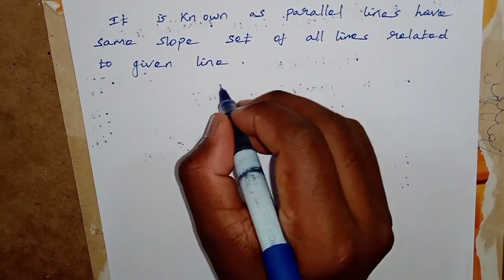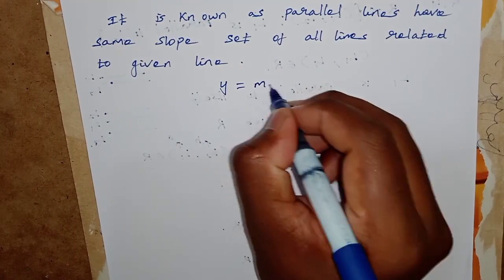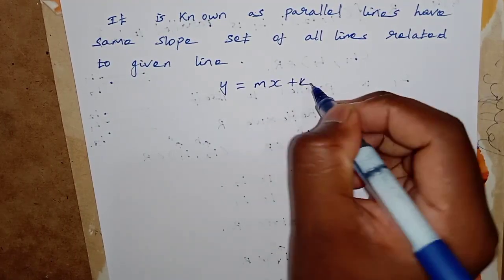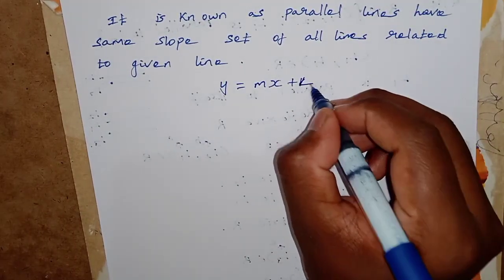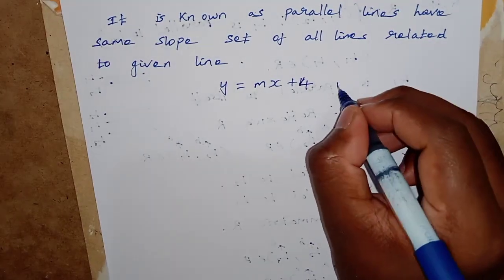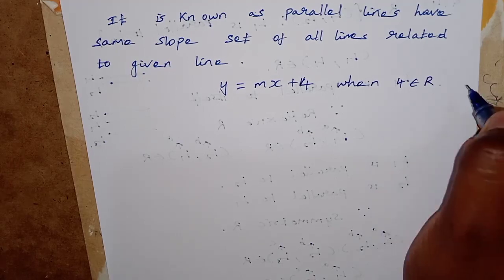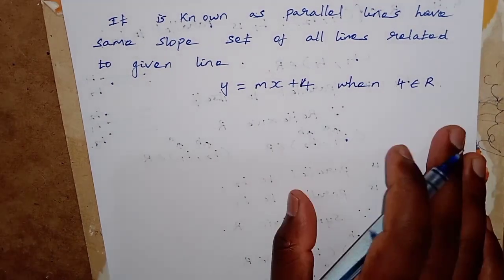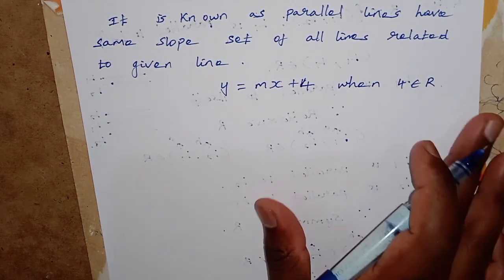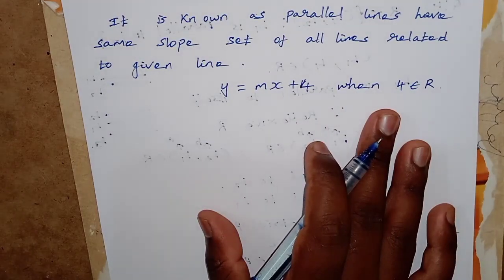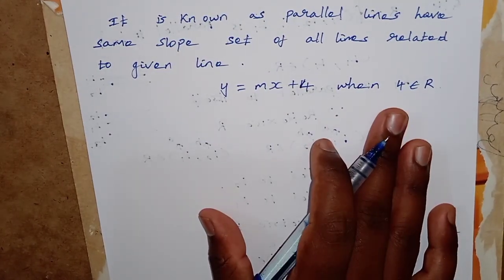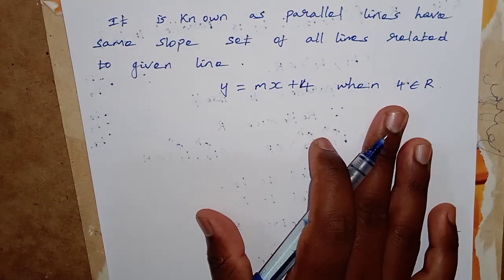Here y equal to mx plus c. C is nothing but 4, when 4 belongs to R. Therefore the question is completed here. Okay, I hope you all understood. Next, question number 15.